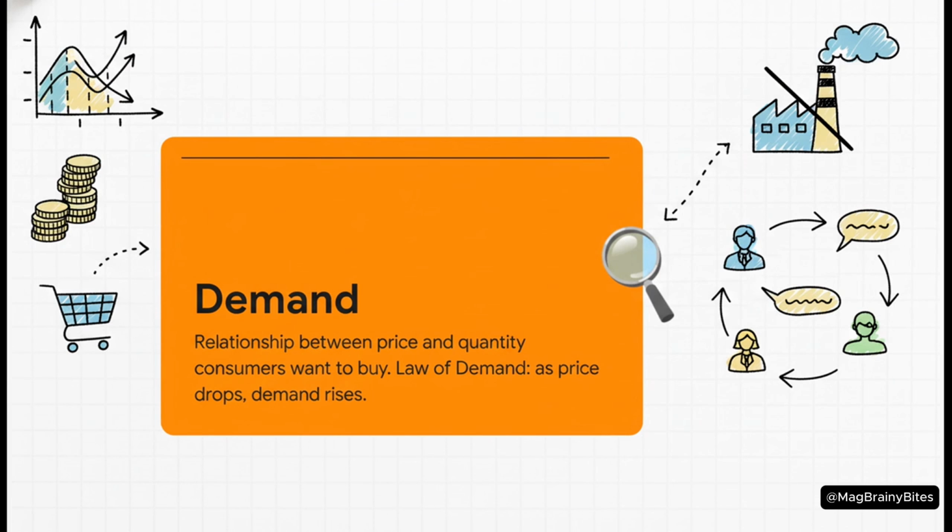First up, we've got demand. And honestly, this is something you already know. It's totally intuitive, right? I mean, if your go-to latte suddenly shot up to $10, you'd probably think twice about buying it. But what if it went on sale for just $1? You might grab one every single day. That's it. That's the law of demand. When the price drops, the number of people who want to buy it goes up.